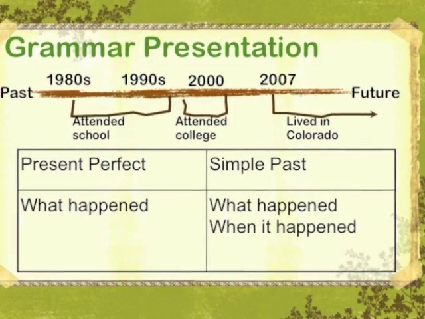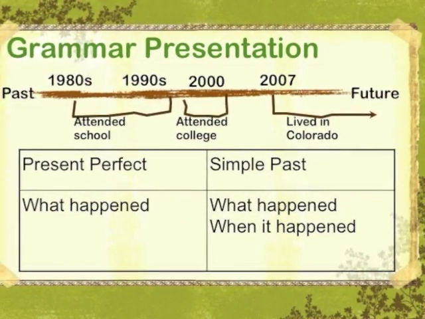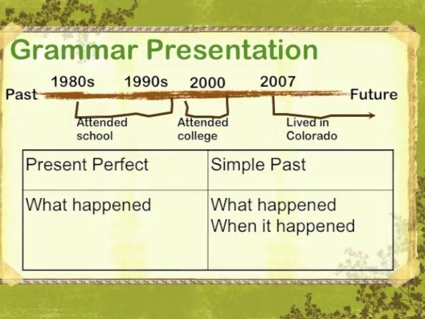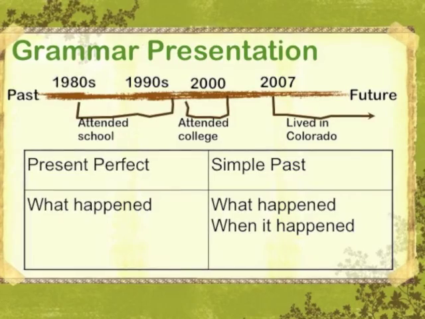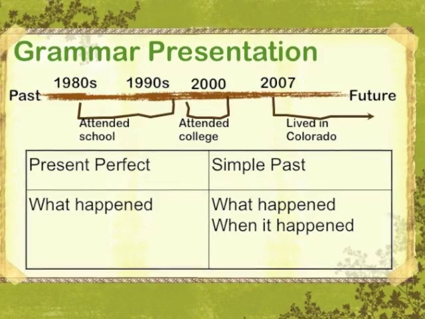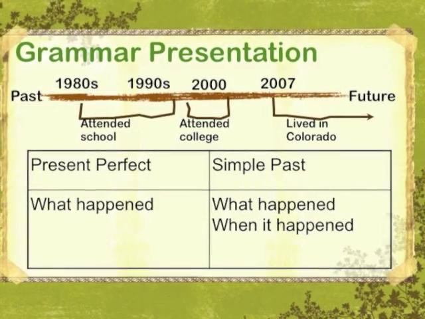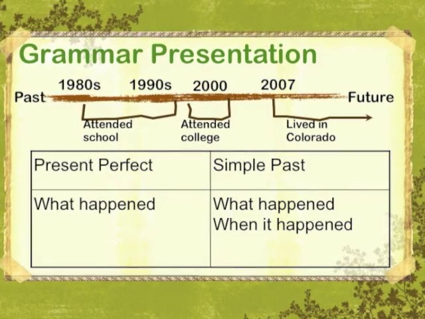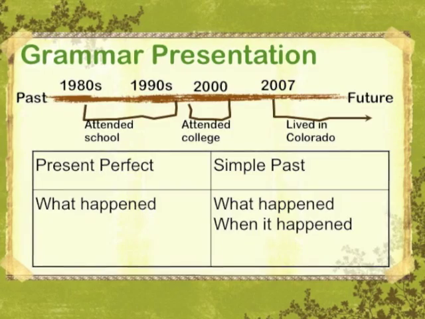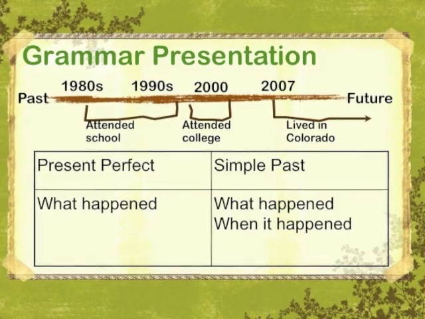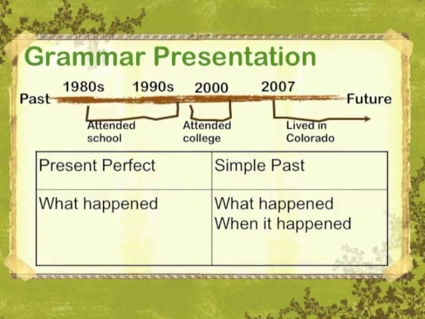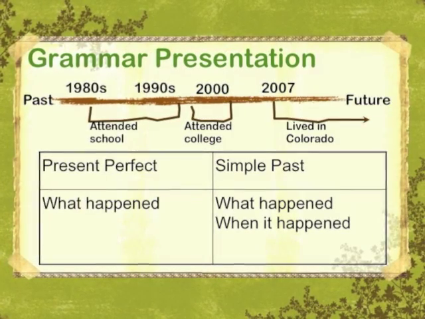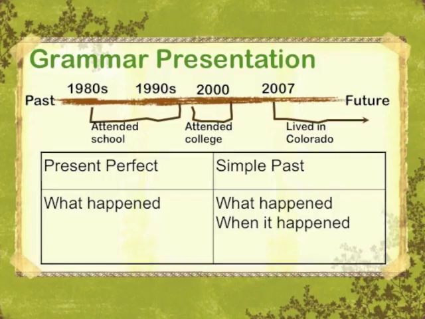Here is a quick review. Present perfect focuses on what happened. The simple past focuses on both what happened and when it happened. So if I have a sentence like, I attended school in 1997, I am talking about both what happened and when it happened. If I just say, I have lived in Colorado, I'm not focusing on when I lived in Colorado.